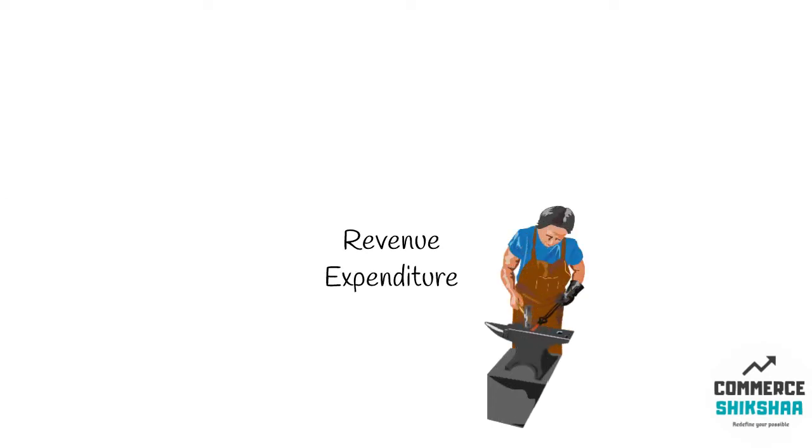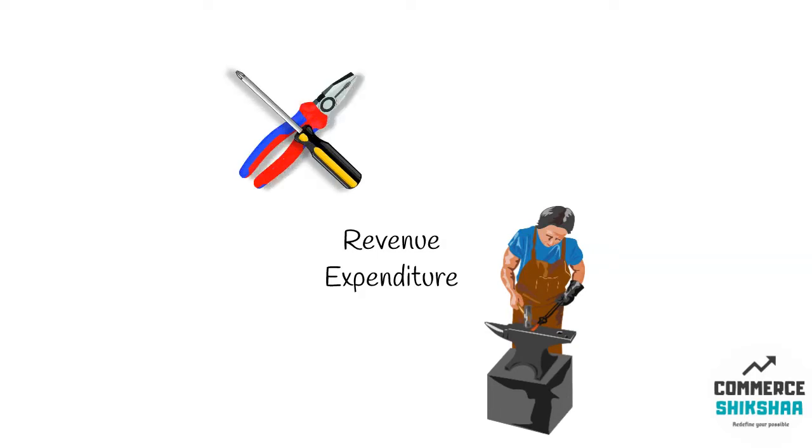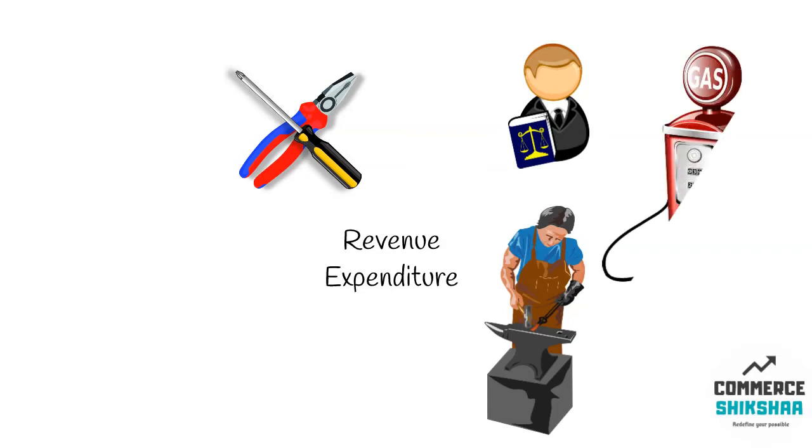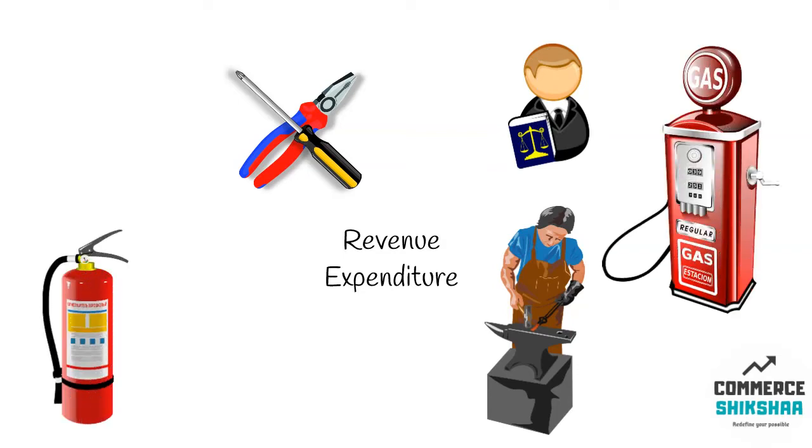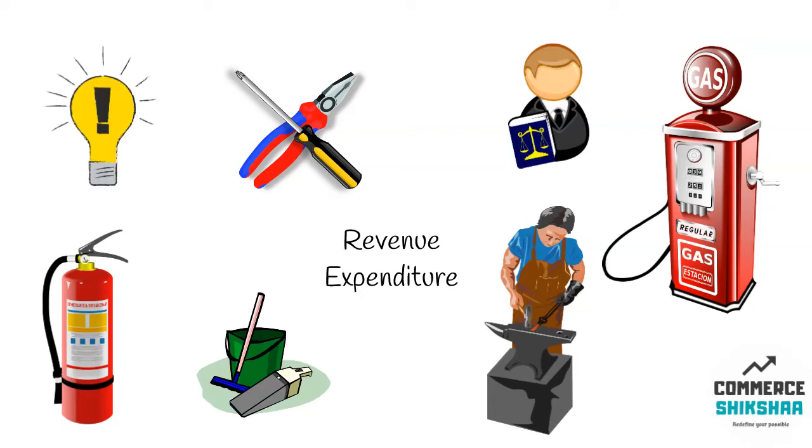Let's move to the examples of revenue expenditure. Some of the examples of revenue expenditure are labor, repairs, professional fees, fuel, gas, fire insurance, cleaning and maintenance, and electricity.